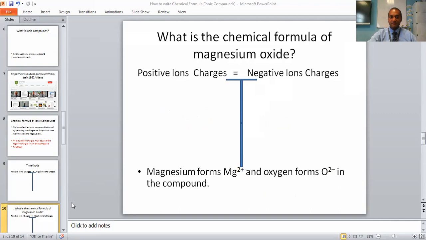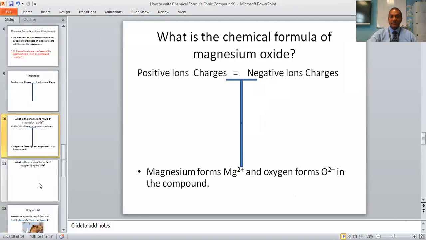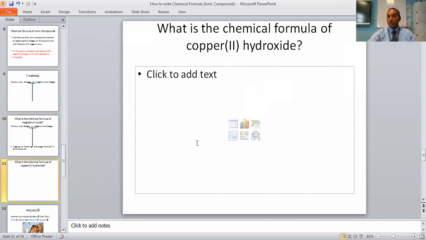Now, using the same idea, let us try copper hydroxide. Copper hydroxide. So again, we are going to look at the periodic table. Then you notice copper is in the transition metals.